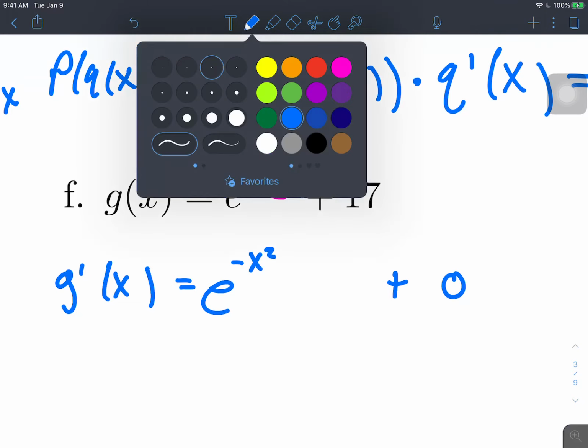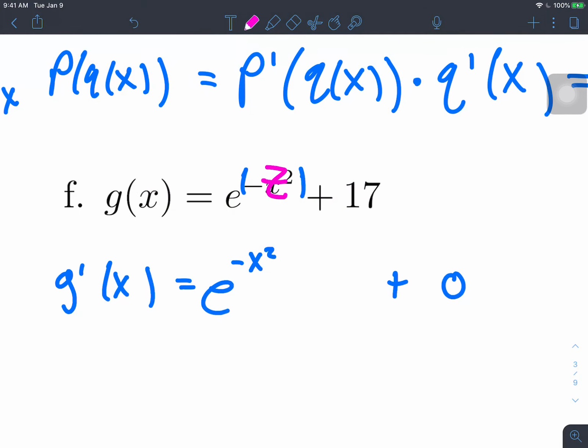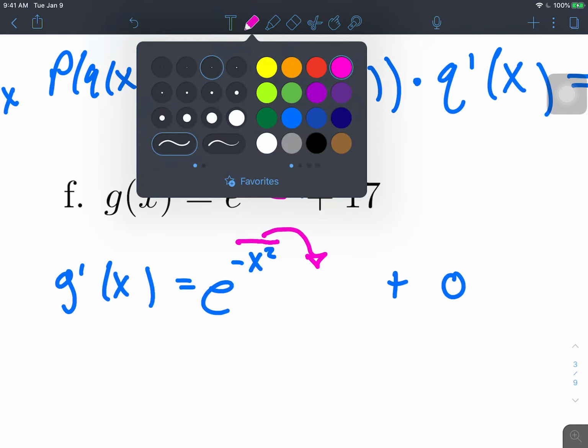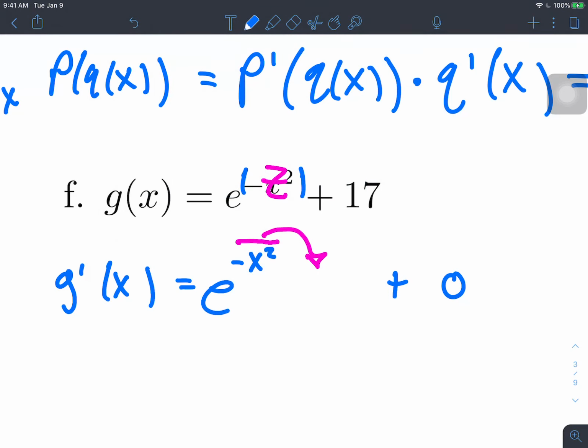And then just to keep my notation nice, I might put this little arrow here to show that since negative x squared was being plugged into this function, I should chain rule out when I do the derivative. So then I would write here the derivative of minus x squared, which I know is negative 2x because of the power rule and the multiplication by constant rule. And then I'm done.